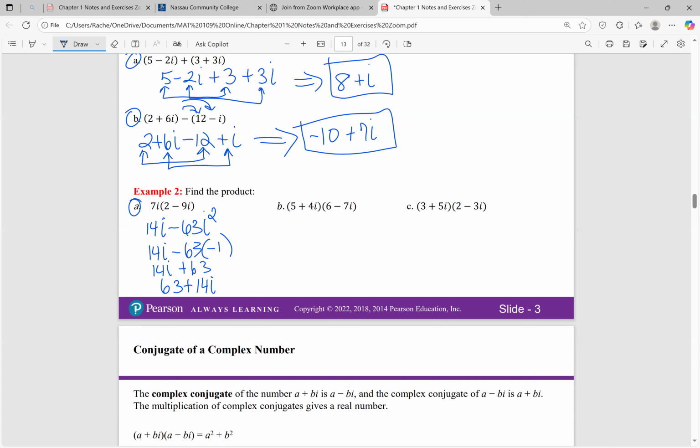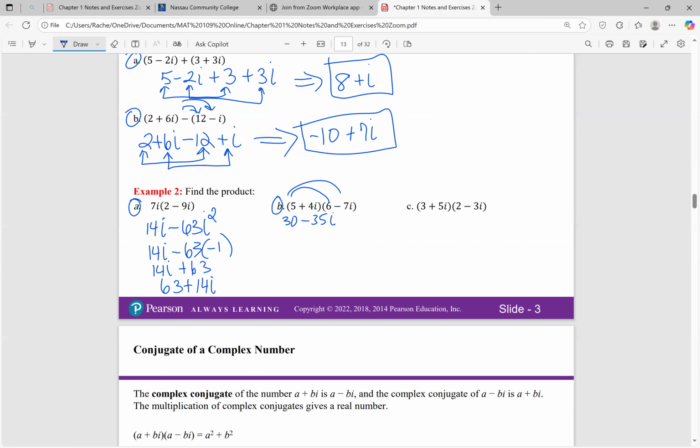Now let's look at B. So now we're multiplying complex numbers again, right? But both have a real and an imaginary part. So we're going to distribute as we would if we were multiplying a binomial times a binomial. So we're going to have 5 times 6, which is 30. And then we're going to have 5 times negative 7i, which is going to be a negative 35i.